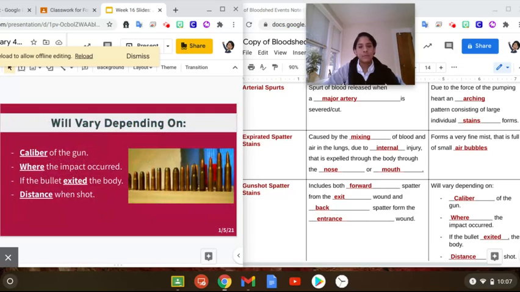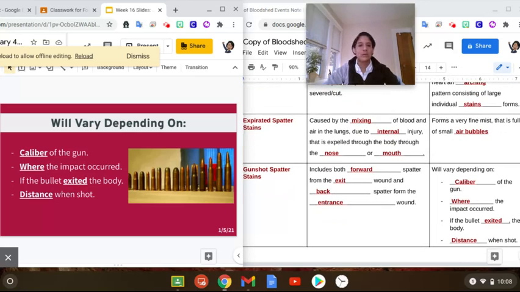So from the bloodstain of a gunshot, we can tell the caliber of the gun, where the impact occurred, if the bullet exited the body, and the distance of the shot. Okay, so these are your notes for today.